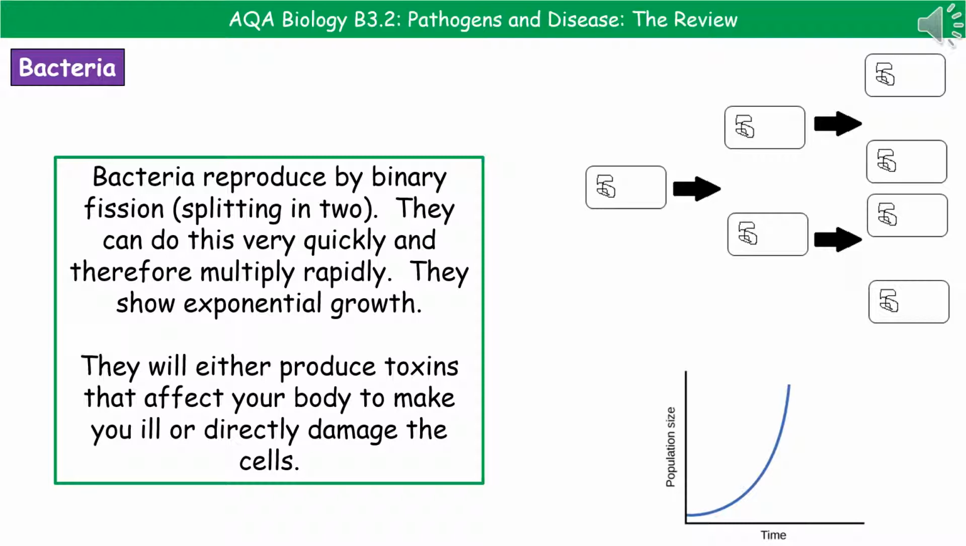If you consider that some of these bacteria actually can do this every 20 minutes, then we end up with something called exponential growth. And that's the graph in the bottom right there. So we start with a relatively small number and they increase in number very quickly. Once they've done this, they will either produce toxins that are then released into your body that will have damaging effects, or they're going to damage the cells directly themselves.